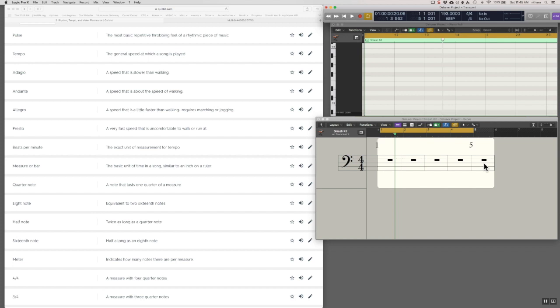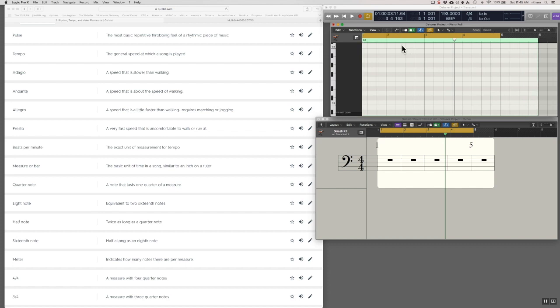Okay, watch what happens here. I play. You'll see this scroll bar move across the different measures. Now on the top here, I have a new way of showing measures, which I'll get into in a second. But this information at the top and the information at the bottom is the same.